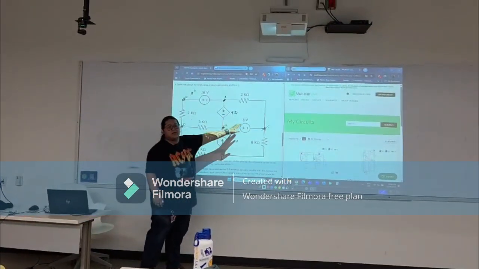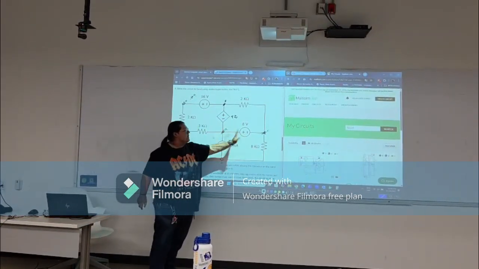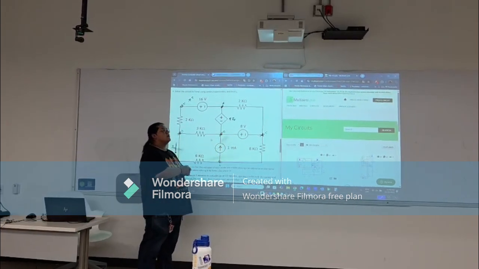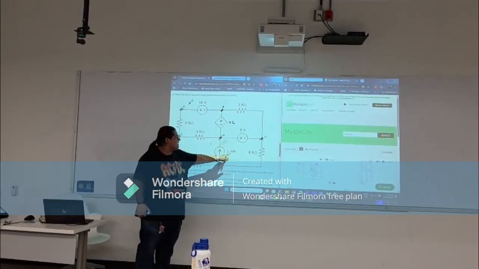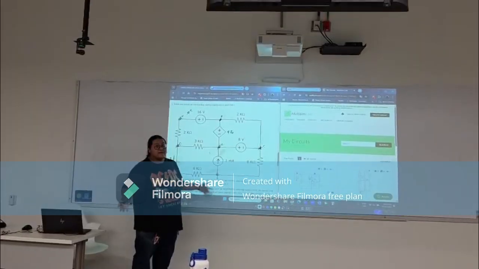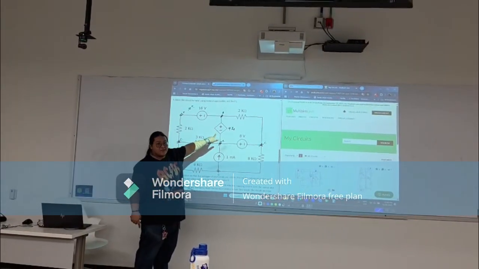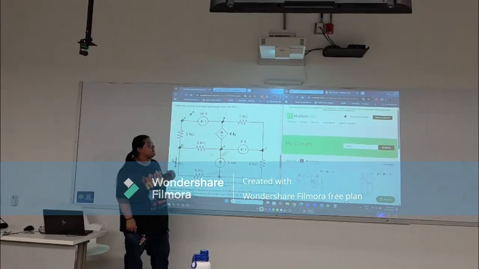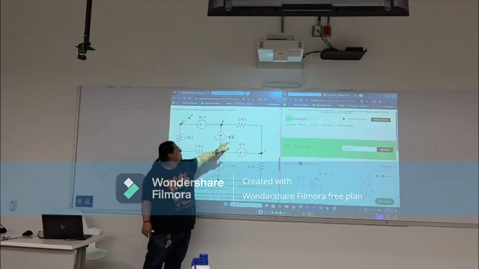Also, we have 3 different independent sources. We have 2 voltage ones, direct current voltage sources, one with 16 volts, another one with 8 volts. Also, we have a direct current source, that's 1 milliampere. Also, the reason for problems, the dependent one. This one depends on the current of Ix. That means, as I've already explained to you, this is a current controlled voltage source.